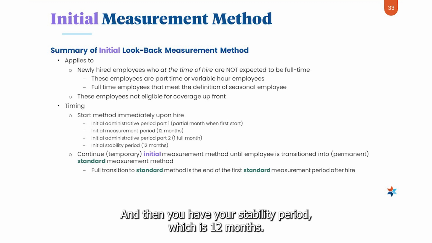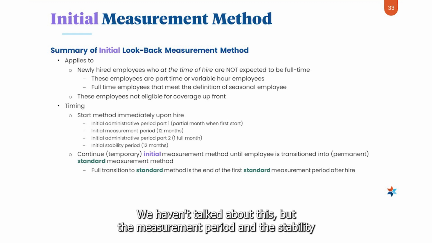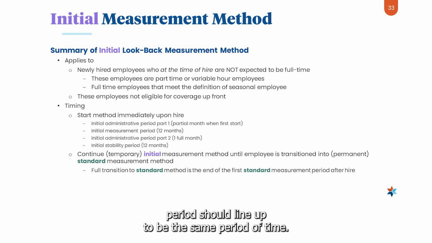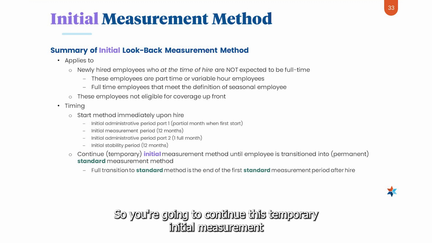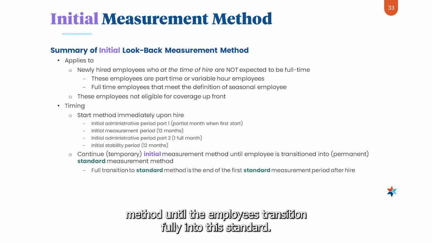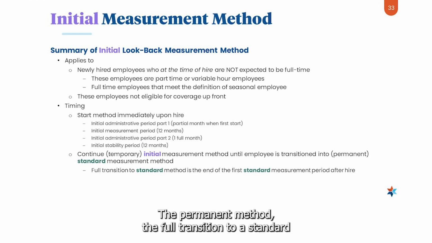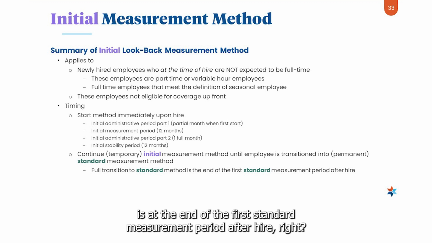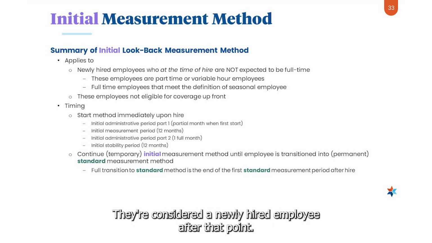And then you have your stability period, which is 12 months. We haven't talked about this, but the measurement period and the stability period should line up to be the same period of time. So you're going to continue this temporary initial measurement method until the employee is transitioned fully into the standard, the permanent method. The full transition to the standard is at the end of the first standard measurement period after hire, right? They're considered an ongoing employee after that point.